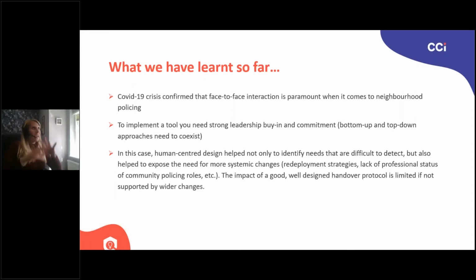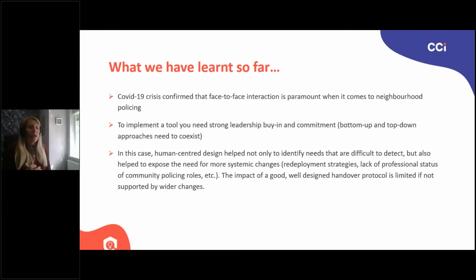So I gave you an overview of the main challenges that we met in the first stages of the implementation of this tool. In concluding, what we've learned is that if there's anything we've learned from, for instance, COVID-19 and crisis, it confirmed that face-to-face interaction is paramount when it comes to neighborhood policing. You can't get anything done if you cannot engage face-to-face with officers, with senior officers, with neighborhood policing teams, and with the people who work with them, including key partners and citizens. So that face-to-face aspect, again, I can't stress it enough, needs to be protected, because otherwise it spoils the effectiveness of community policing.